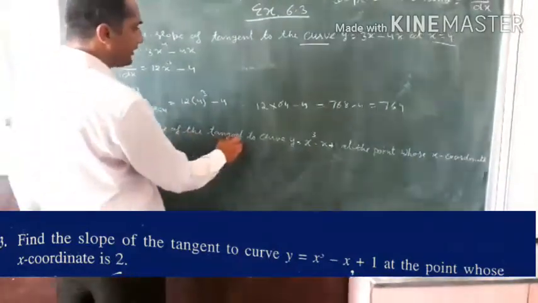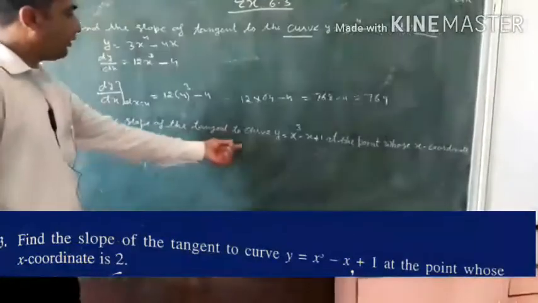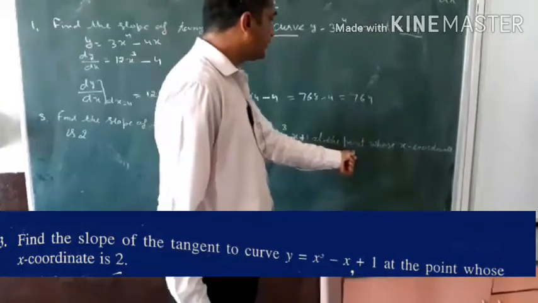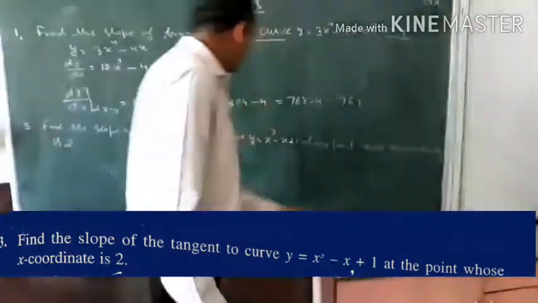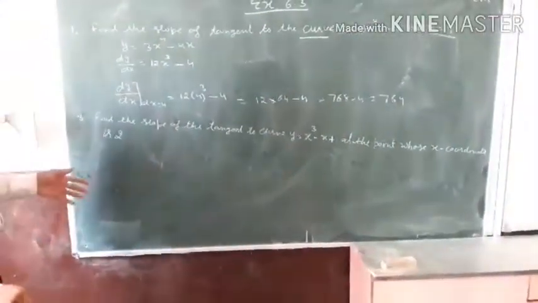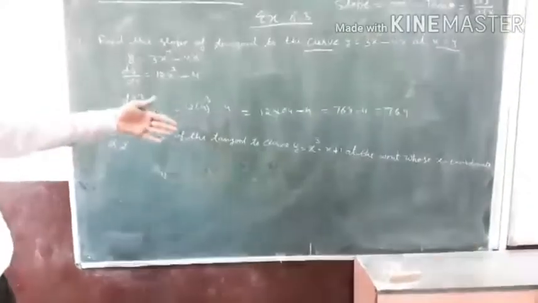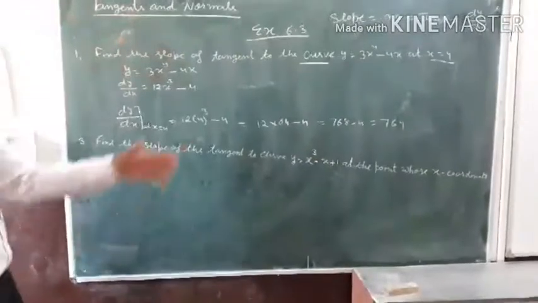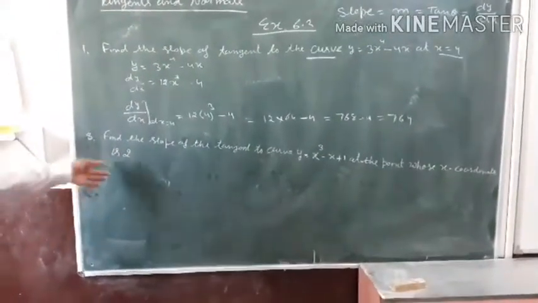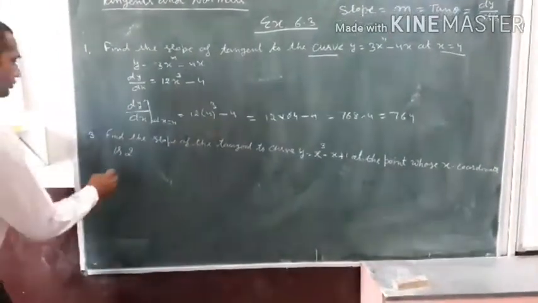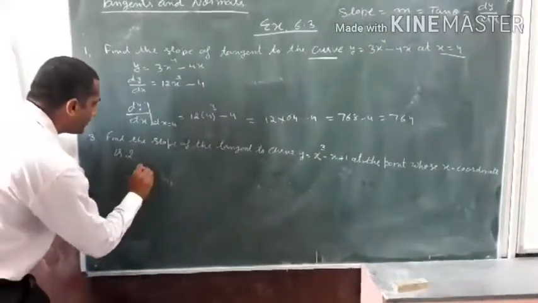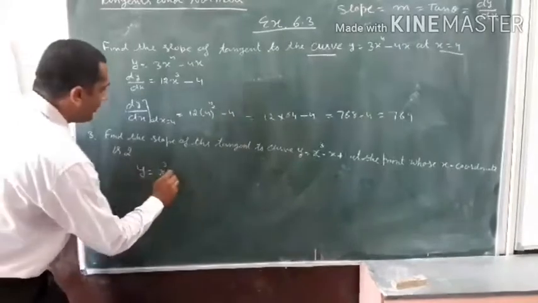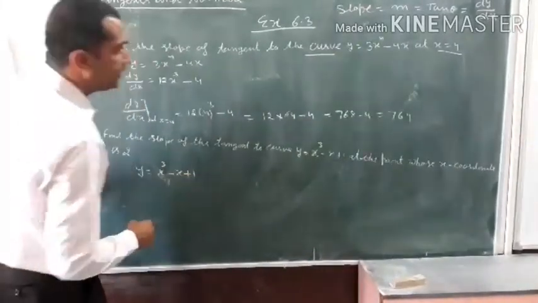Find the slope of the tangent to the curve. The curve is already given to you: y is equal to x cube minus x plus 1 at the point whose x coordinate is 2. Simple, no confusion. Here only x is given as 4, but you have to write x coordinate is 2. So it is the same.